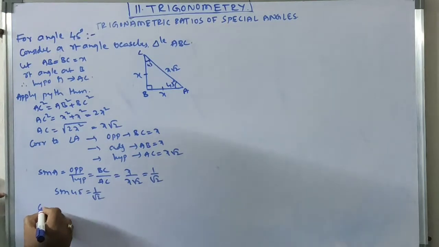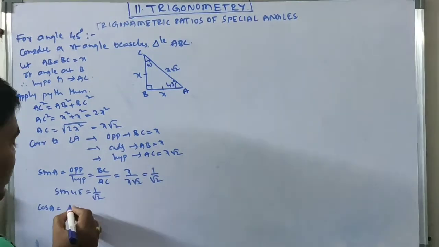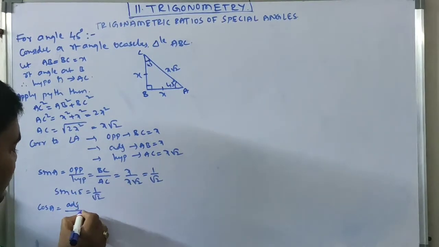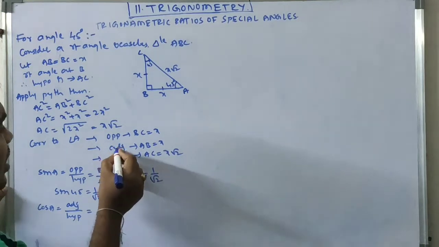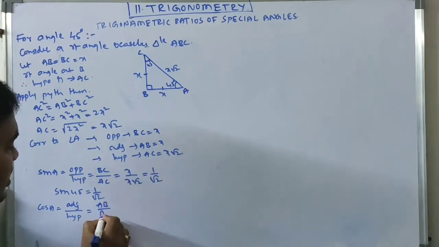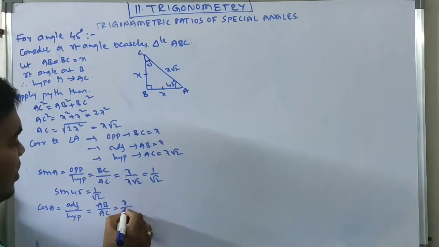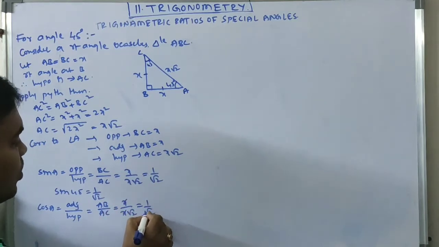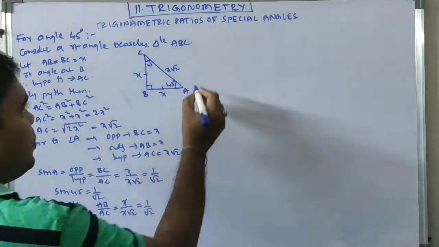Next, cos A. Cos is nothing but adjacent by hypotenuse. So the adjacent side is AB, the hypotenuse is AC. AB equals x, AC equals x root 2. X gets cancelled, 1 by root 2. What is angle A? 45. Cos 45 is also equal to 1 by root 2.